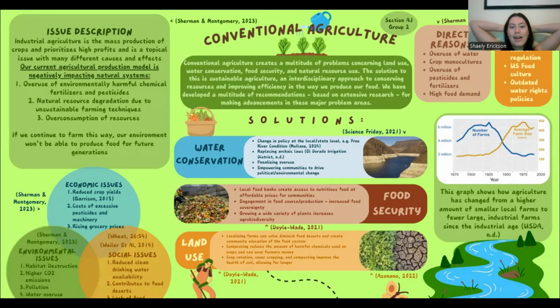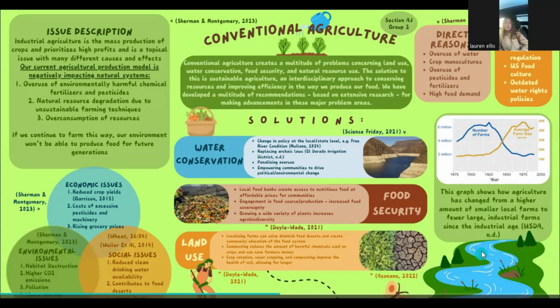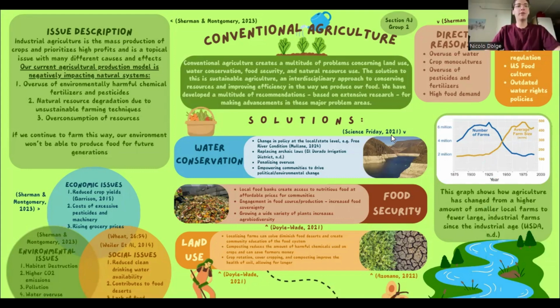I'm Shaylee, and I wrote about the UW farm and agricultural sustainability. Hi, I'm Lauren, and I researched composting in the US. I'm Nicolo, and I talked about water conservation in the Central Valley in California. I'm Claire. I talked about vegan food forests and food insecurity in Seattle. And I'm Hudson, and I talked about the depletion of the Colorado River.